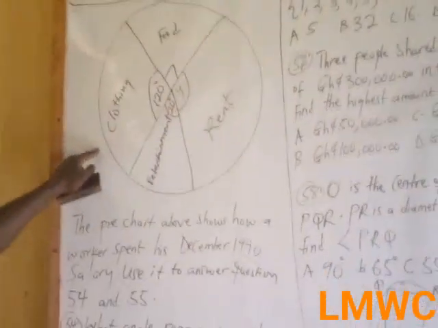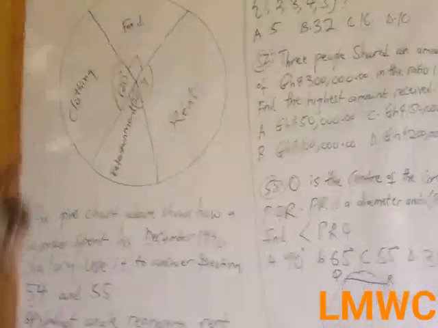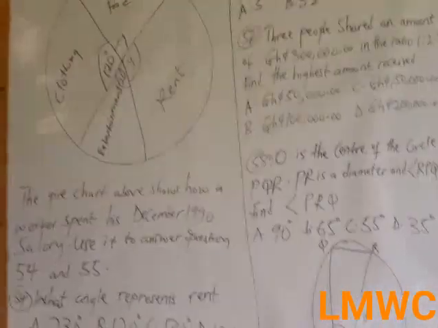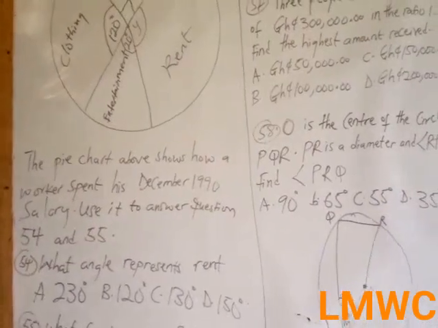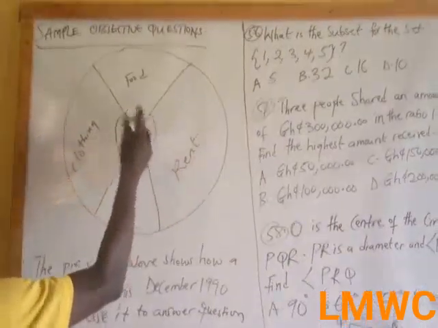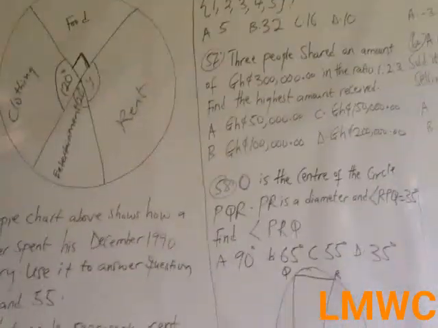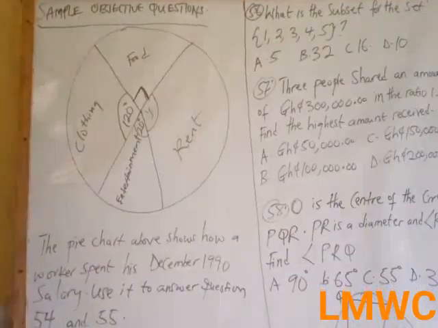Let's move on to question 54. I have given you a pie chart. And in a pie chart, the angles always sum up to 360 degrees. The pie chart above shows how a worker spent his December 1990 salary. Use it to answer questions 54 and 55. They have given us 120, 20, y, and this symbol, which is the symbol of a right angle. And right angles are equal to 90 degrees. So if you don't know that this is equal to 90 degrees, you can't solve.